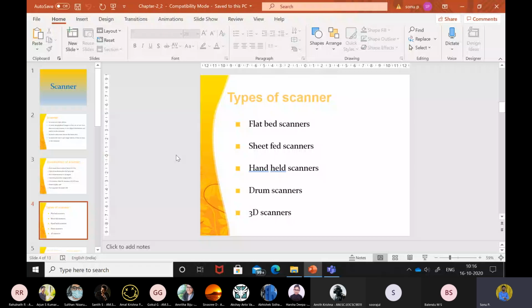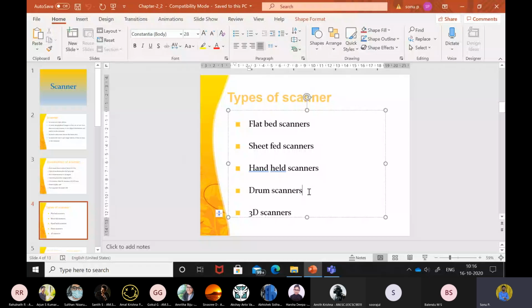a flatbed scanner, but it is not used for multiple pages, it's not for a lot of information. You just scan a single paper at a time. It is very slow compared to all other types of scanners.